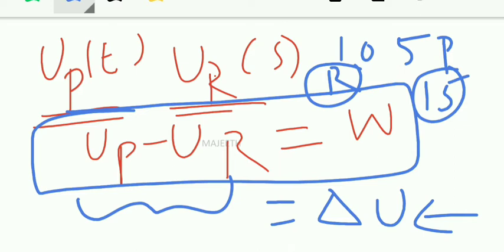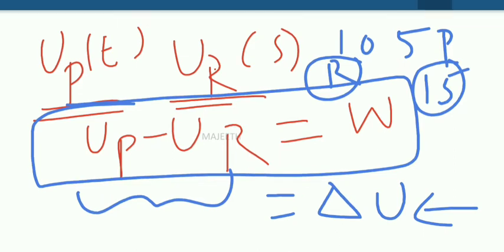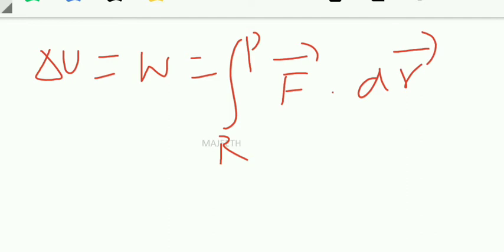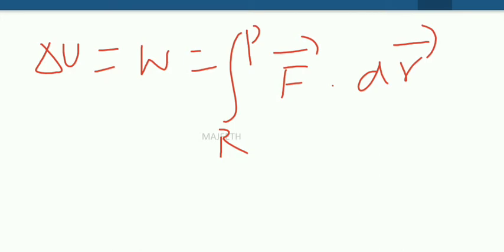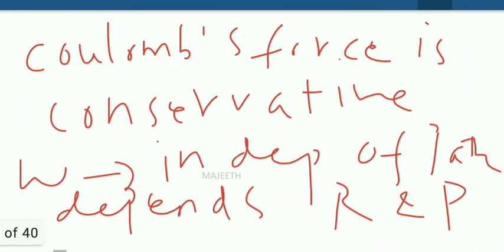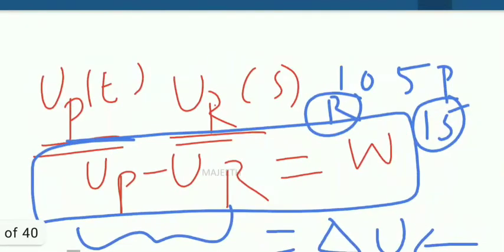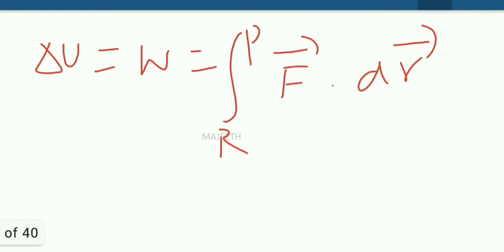So the change in potential energy is given by UP minus UR, which is equal to work done, as I told you. So UP minus UR is equal to W, which is equal to del U. We already know what W is: the work done to move a charge from point R to P, which is the integral of F external dot dr. Clear? You derive this because we substitute del U equal to W, and here we have the W equation, W equals the integral from R to P of F external dot dr.